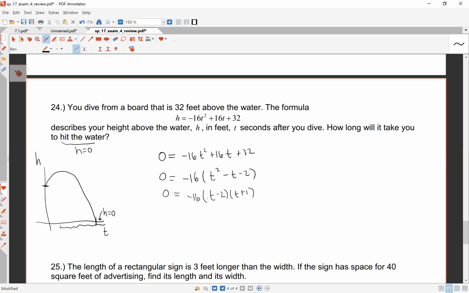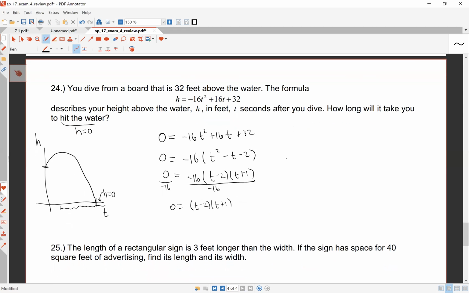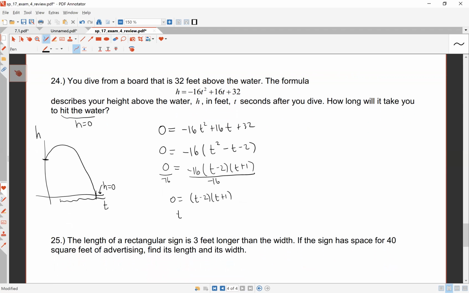And now we set the factors equal to 0. But remember, negative 16 is never equal to 0. And in fact, since it's not, we can just divide it. Remember, it's okay to divide that because it's a number, but you can't divide by variables. Now the two factors are t minus 2, and that's 0, or t plus 1 is 0. The first one says t equals 2. Second one says negative 1.